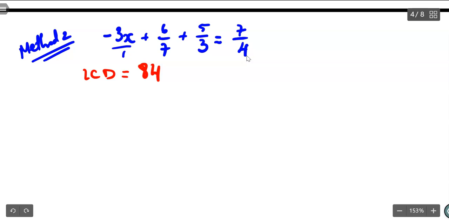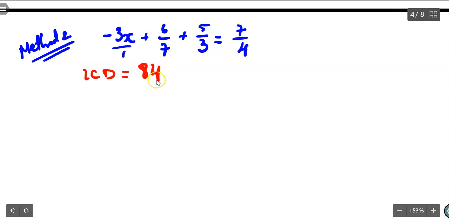That means the remainder is equal to 0. Take 84 divided by 7, remainder equals 0. 84 divided by 3, remainder equals 0. 84 divided by 4, remainder equals 0. And 84 happens to be the lowest such number. Okay, so you cannot get a lower number than 84 that works.